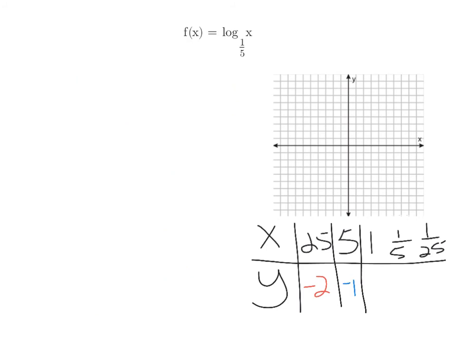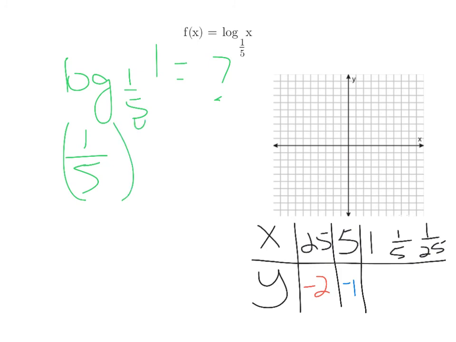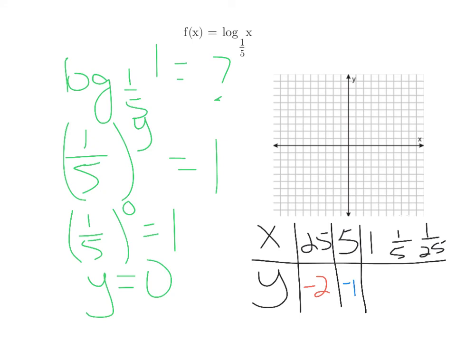Next, we'll input 1. When I input 1, I get f of 1 equals log base 1/5 of 1. When I evaluate log base 1/5 of 1, I rewrite it as 1/5 to an unknown exponent equals 1. Well, anything to the 0 power is 1. So 1/5 to the 0 equals 1. Therefore, our output value is 0.